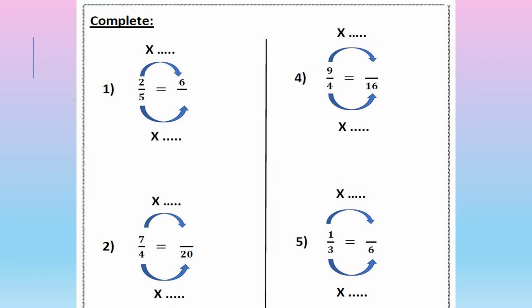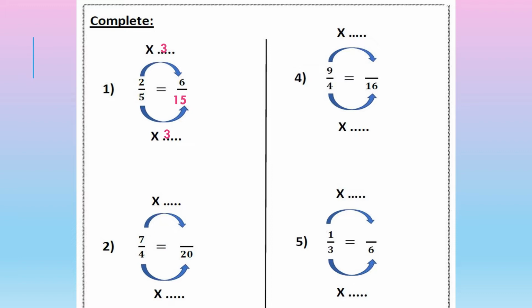Complete. Number 1, 2 over 5 equals 6 over what? We said that to find the equivalent fraction, we multiply the numerator and denominator by the same number. So ask yourself, 2 times what equals 6? Yeah, great. 2 times 3. So I will multiply the denominator by 3. 5 times 3 equals 15.